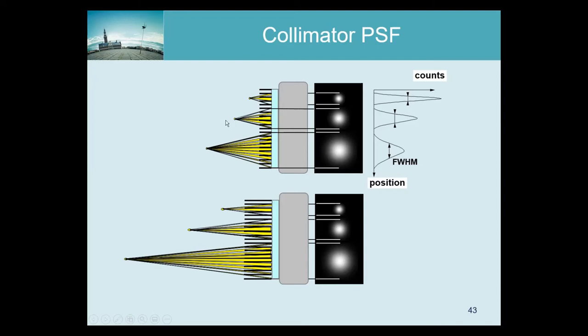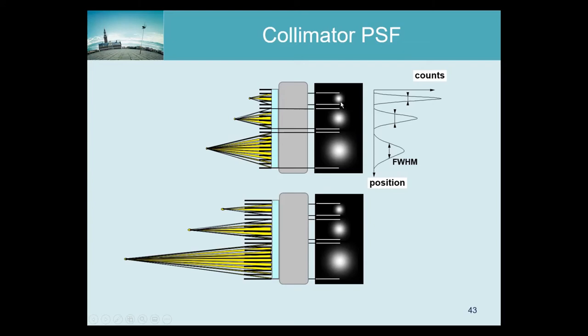So I can always draw the same triangle, which gives the solid angle in which photons can be accepted. So if I move this source away from the camera, then this geometry stays the same, and the point source will irradiate a larger part of the detector. So the number of photons will be about the same, but they will be spread over a much larger distance.